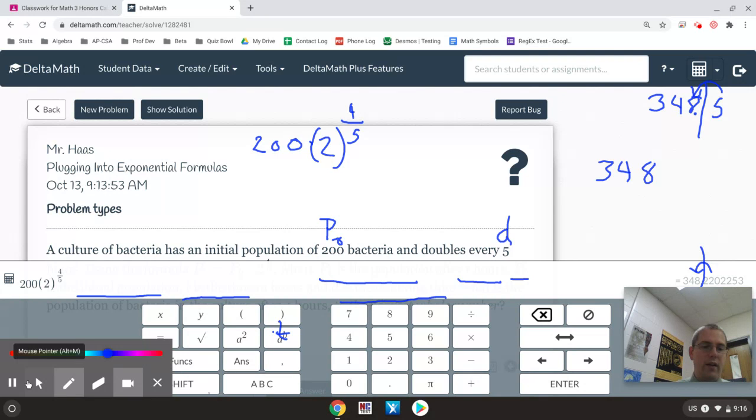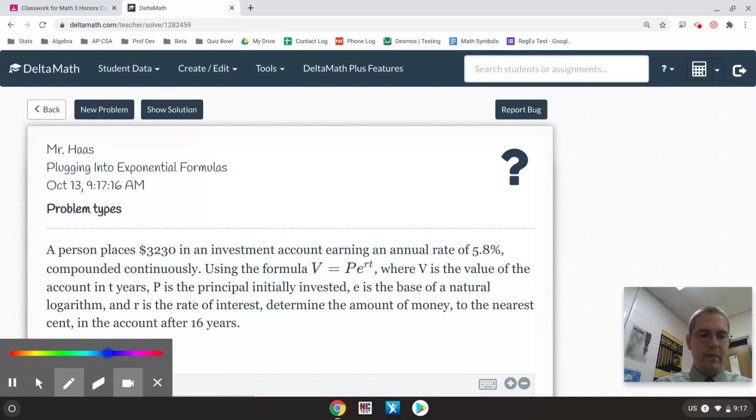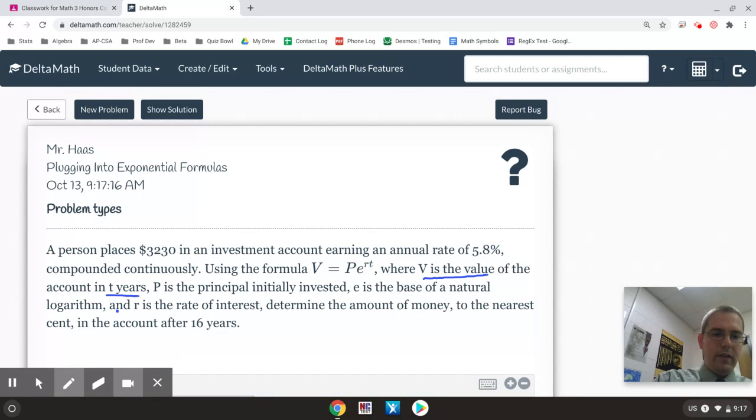We'll go ahead and try one more of these together. Same basic idea here. They tell you V is value, T is my number of years, P is my principal or my starting amount, E is the base of a natural logarithm. That means E actually is a number like pi that you're just going to type in your calculator and not have to substitute for. R is your rate of interest, which is going to have to be a decimal. And then that's what you need to know.